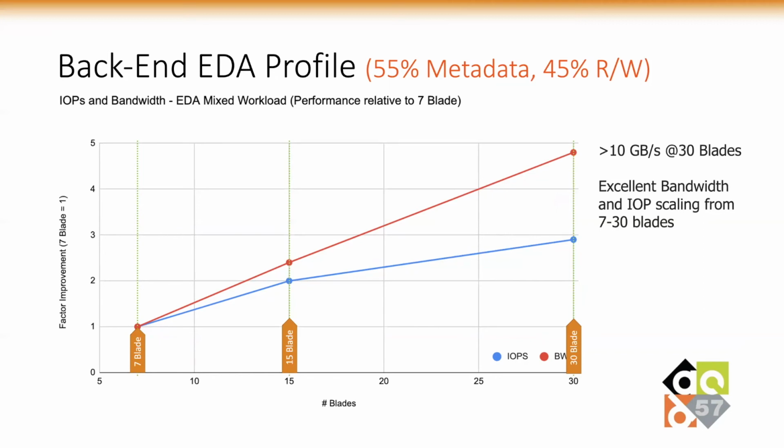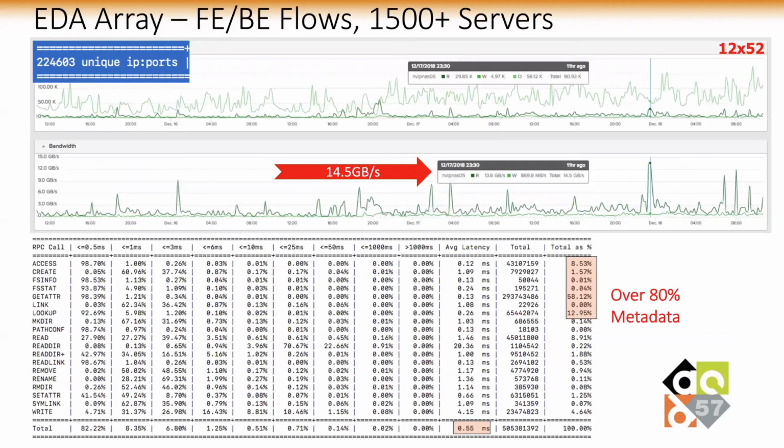So the overall takeaway was really good, showing that as you increase load, simply by adding blades, you could get FlashBlade to give you almost linear performance improvements, which is really important in most EDA high-performance computing type use cases.